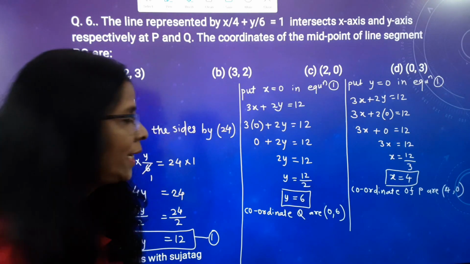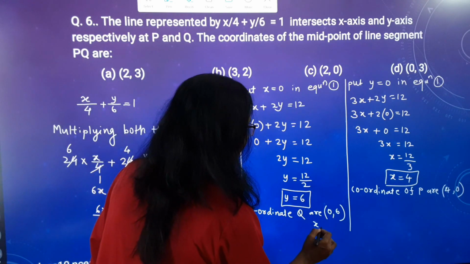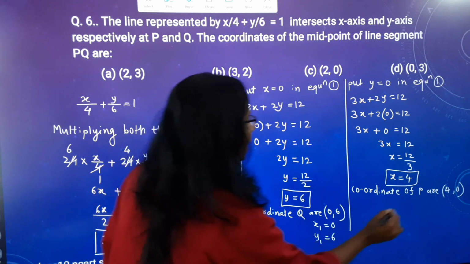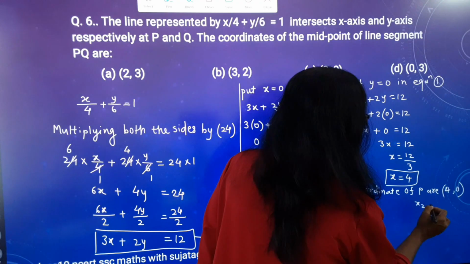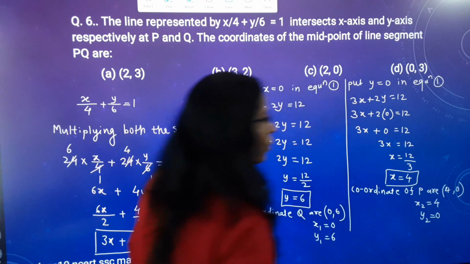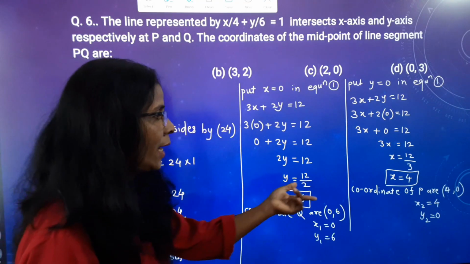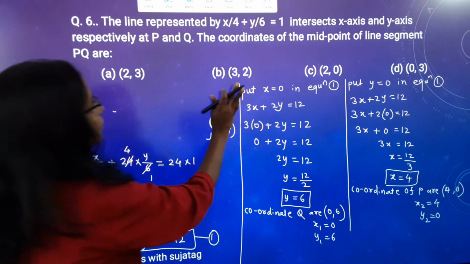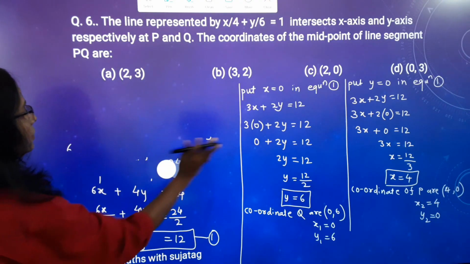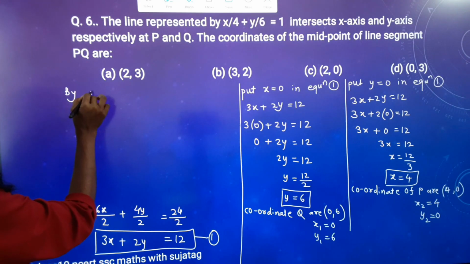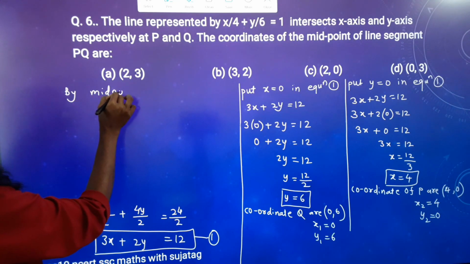Now we have the two coordinates, P and Q. Let us consider that x1 is equal to 0, y1 is equal to 6, and x2 is equal to 4, and y2 is equal to 0. Now we have x1, y1 and x2, y2. Then by the midpoint formula, I write by the midpoint formula.